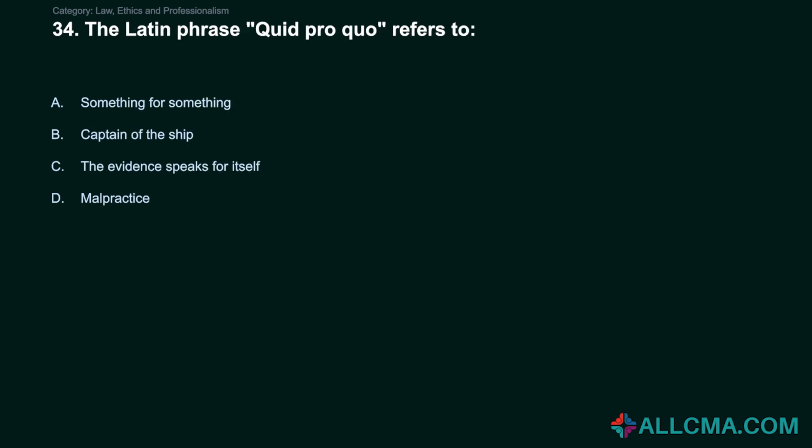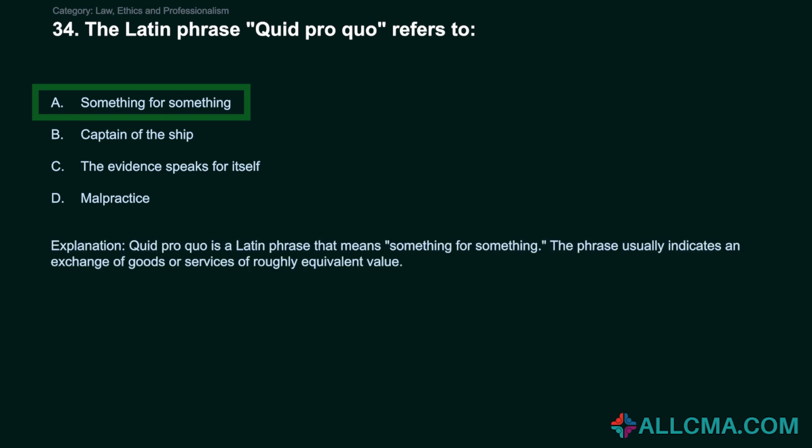34. The Latin phrase, quid pro quo, refers to: A. Something for something. B. Captain of the ship. C. The evidence speaks for itself. D. Malpractice. Correct answer, A. Something for something. Quid pro quo is a Latin phrase that means something for something. The phrase usually indicates an exchange of goods or services of roughly equivalent value.